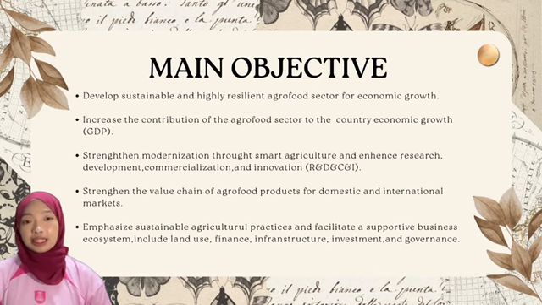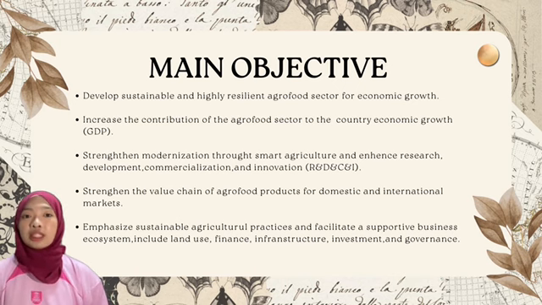Second, increase contributions of the agri-food sector for the country's economic growth, GDP. This objective focuses on increasing the contributions of the agri-food sector to the country's GDP. This can be done by increasing exports, such as palm oil and cocoa. At the same time, it also aims to improve the income and welfare of food producers like farmers and fishermen who face high costs and unstable prices.